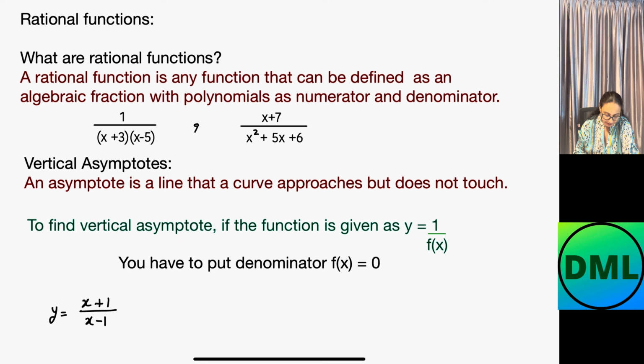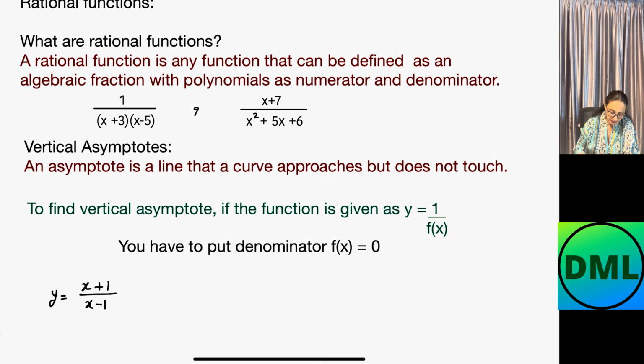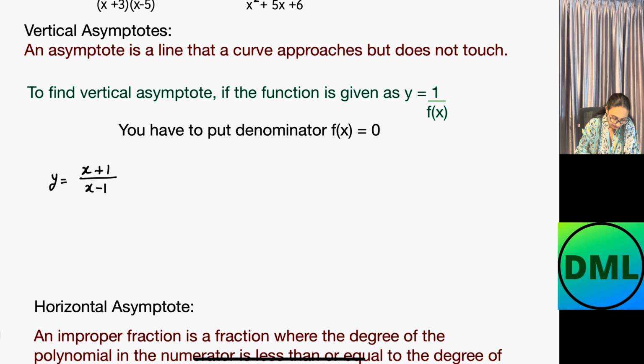To find the vertical asymptote, if the function is given as y = 1 over f(x), you have to put the denominator f(x) equal to 0. If this is my function y = (x + 1) divided by (x - 1), my denominator is x - 1. Let's put the denominator equal to 0 here. x - 1 = 0. This gives x = 1. My vertical asymptote is at x = 1.